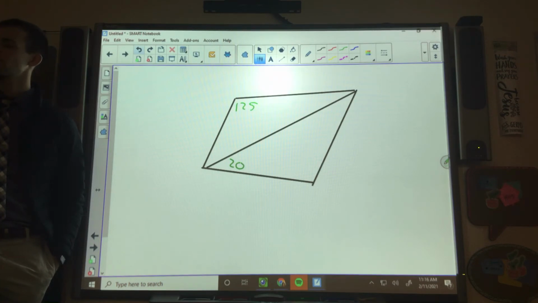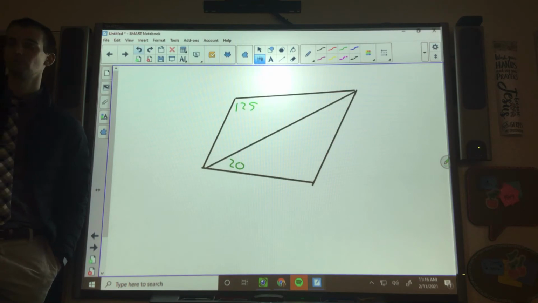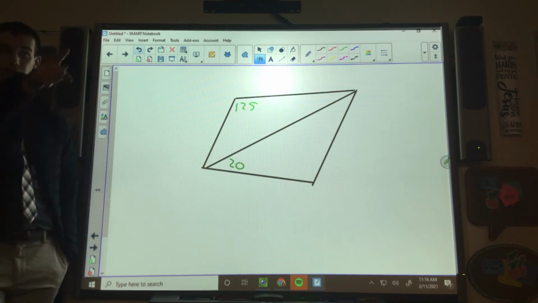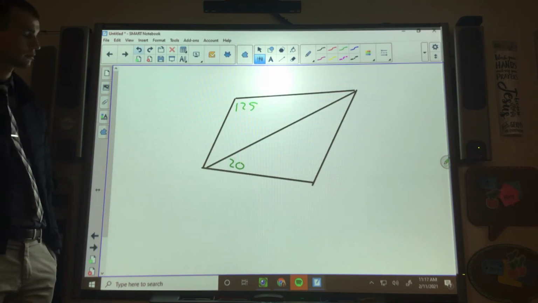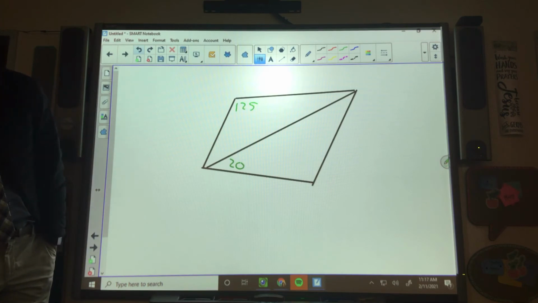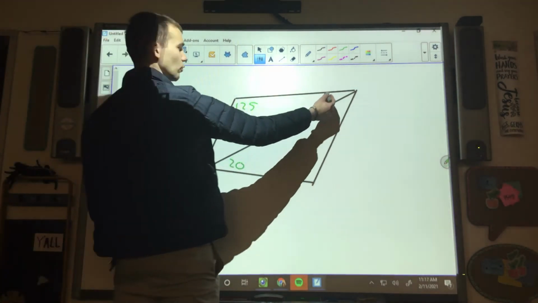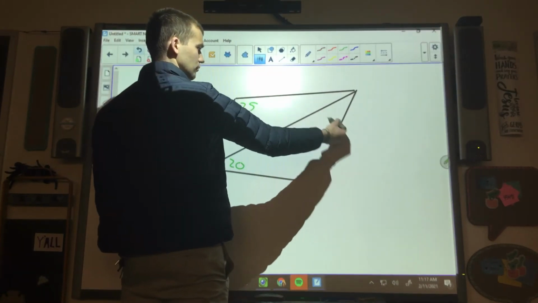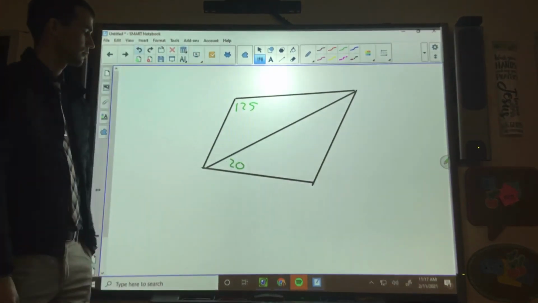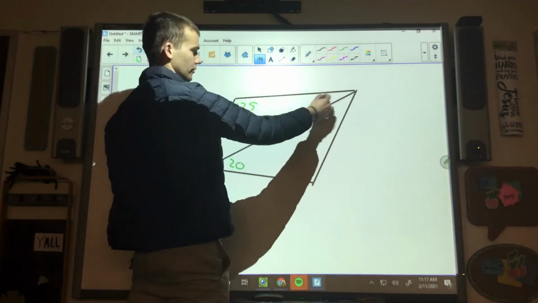I think I know what one other angle is. Yeah, I know what B is. It's 120. B. So, you mean this whole thing right here? Well, half of it. Which part? This part or this part?